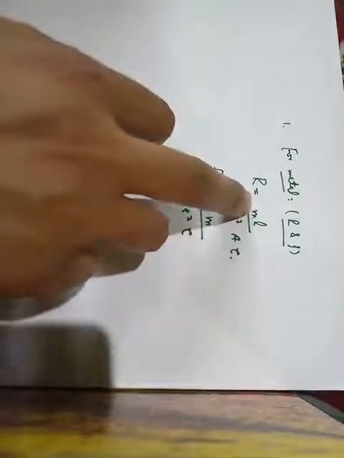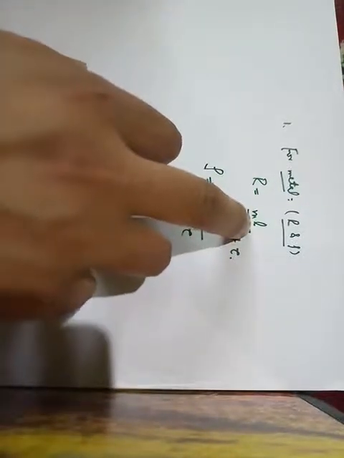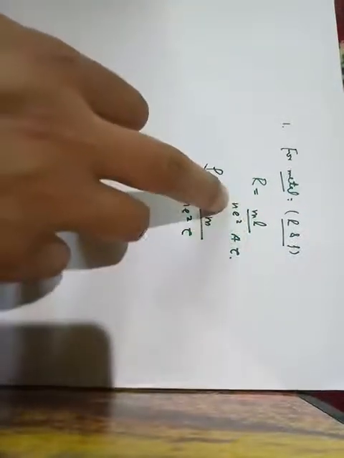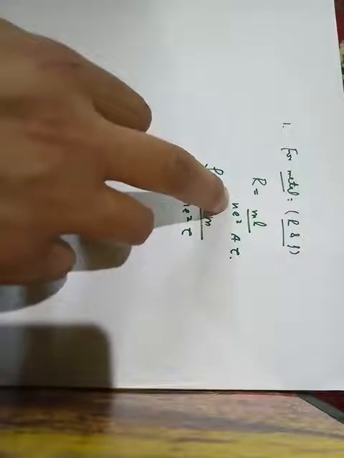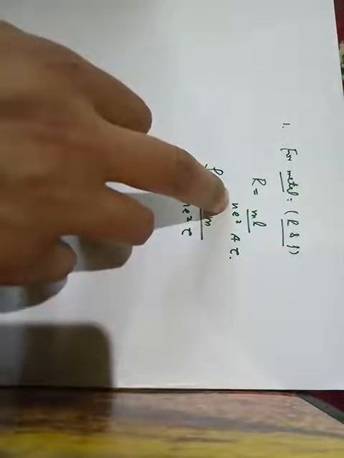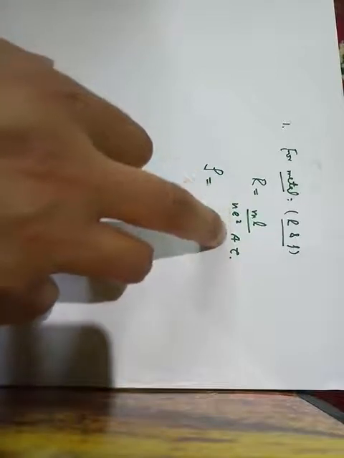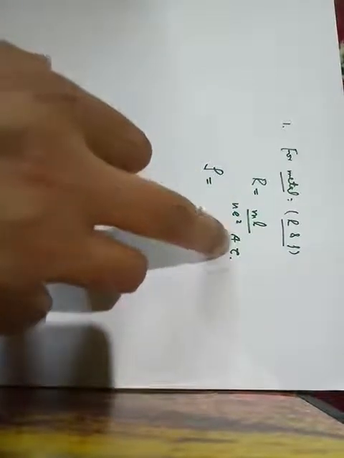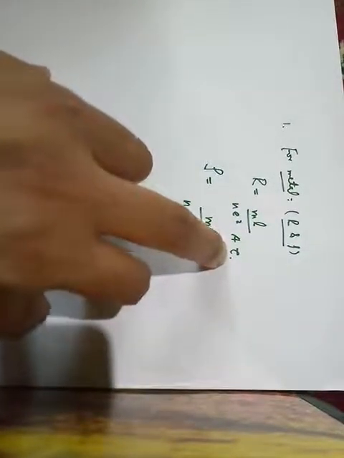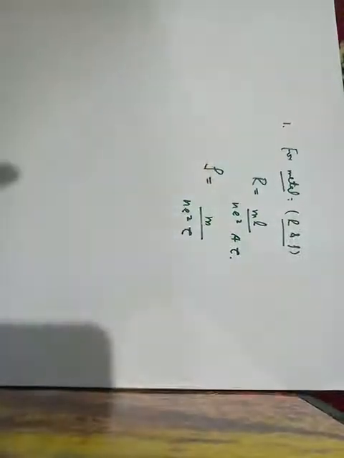M is the mass of the electron, L is the length of the conductor along which the electric current flows, N is the number density of electrons available per meter cube, E is the charge of the electron, A is the area of the cross section of the conductor, and tau is the average relaxation time. Same is the case with the terms involved in the resistivity. Are you getting me?